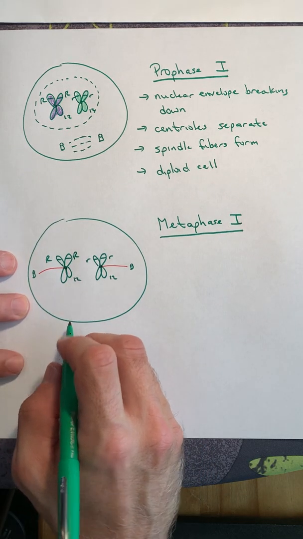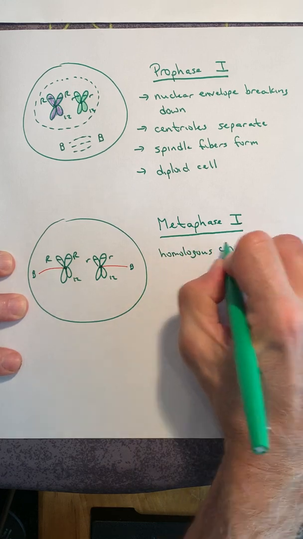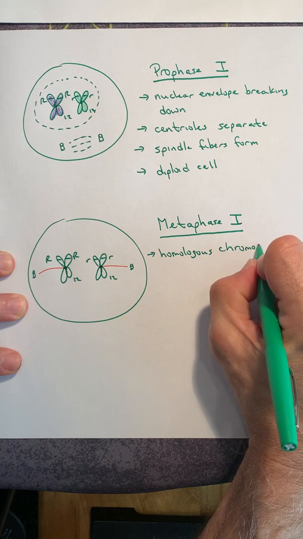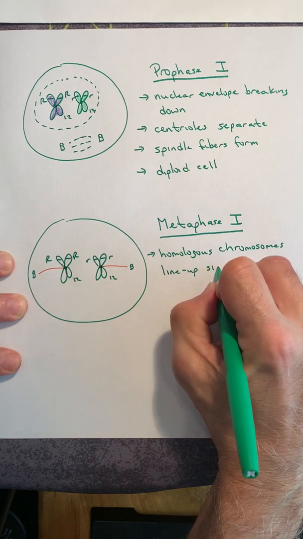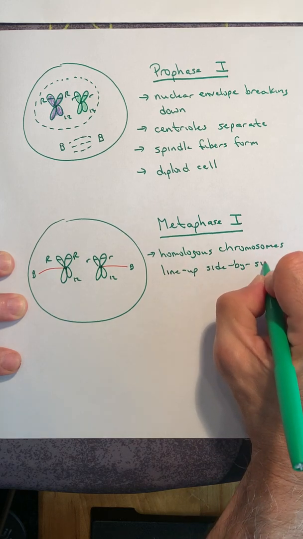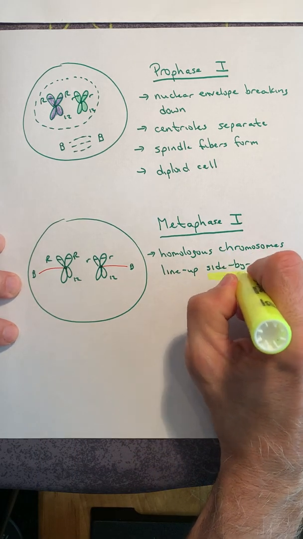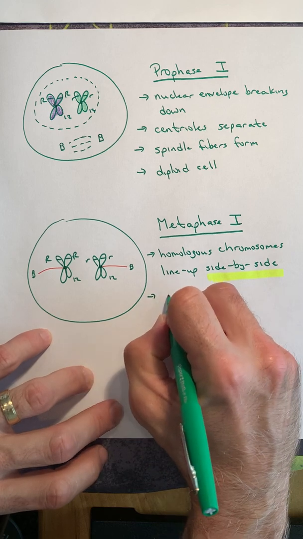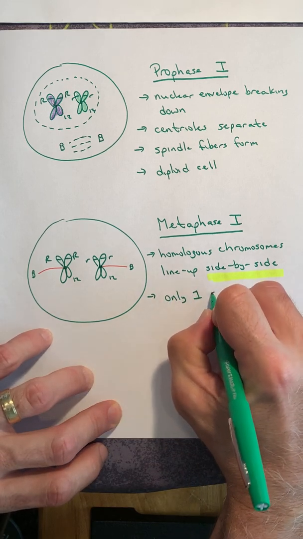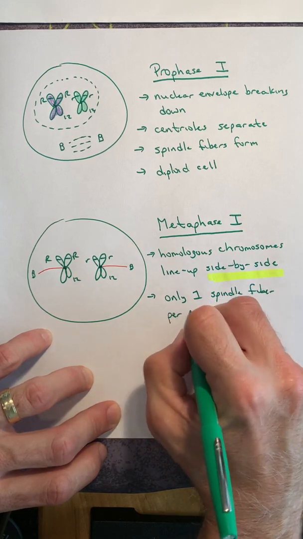Okay, so at this point, here's this term again. Homologous chromosomes, or a same pair, homologous chromosomes line up side by side. Now, that's different from mitosis. It's a real characteristic that you only find in metaphase 1. So, homologous chromosomes line up side by side, and only one spindle fiber per chromosome.